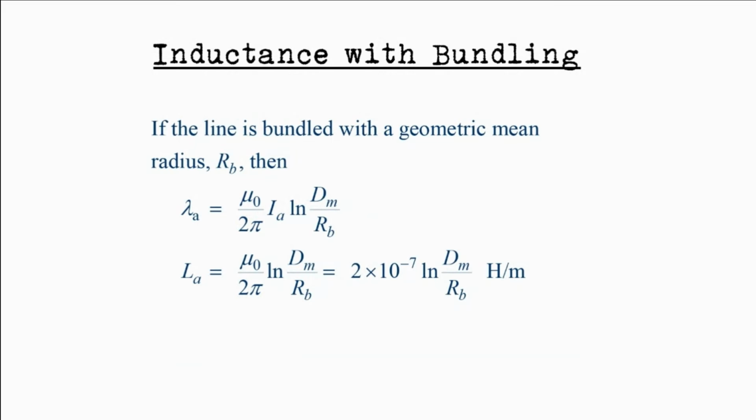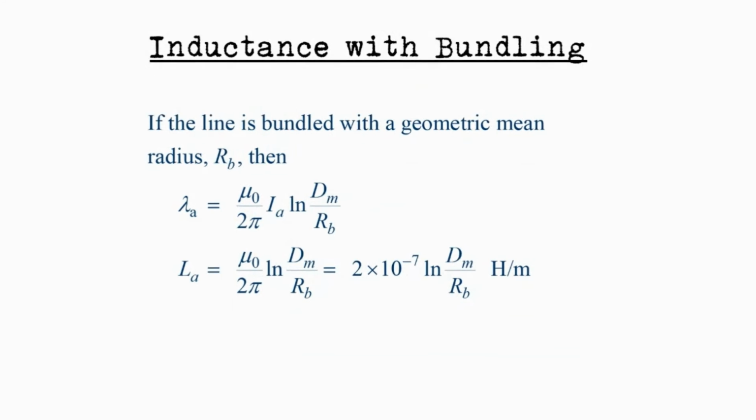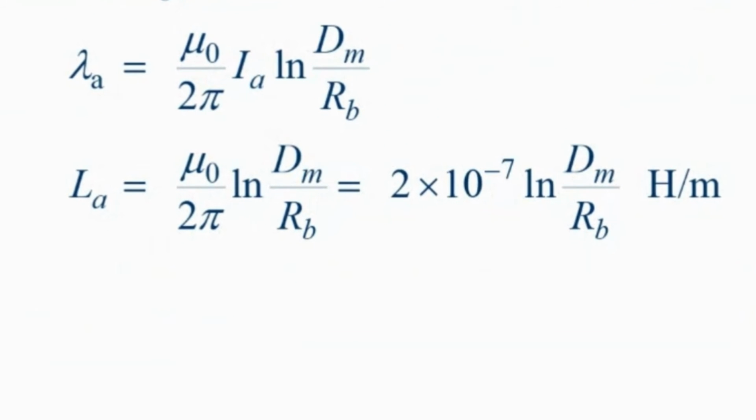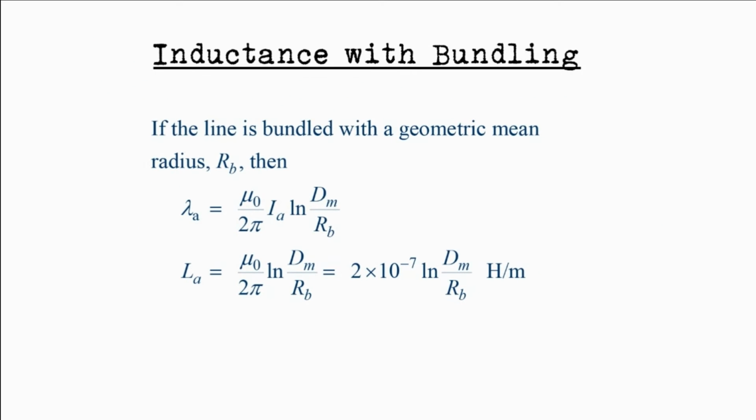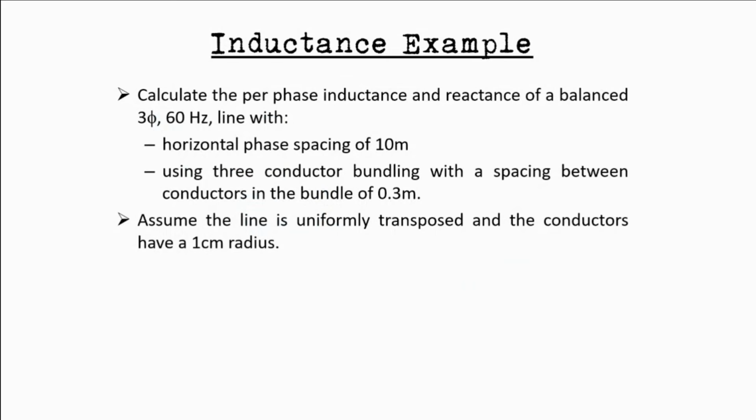Now, if the conductor is bundled, and I remember when in the bundle conductor, I increase the radius to a different radius. You remember, we increased it 10 times in the previous example. So instead of R dash, I will be using RB. Instead of the radius, I will use the geometrical mean radius. It's the same equation, just replacing R dash for this single conductor with the equivalent radius of this bundle. We'll have an example, but before the example, is there any question?